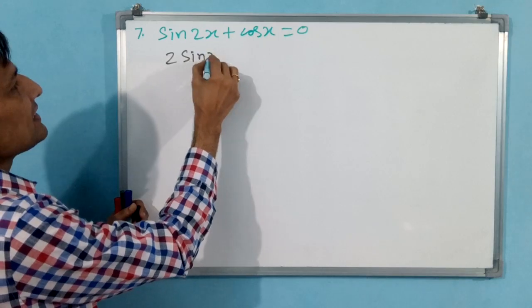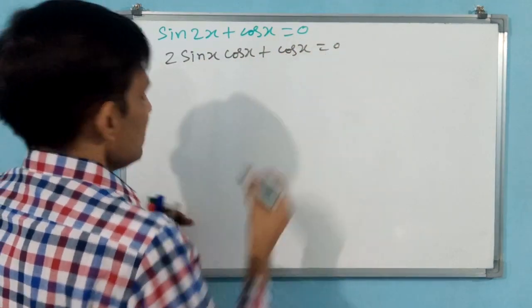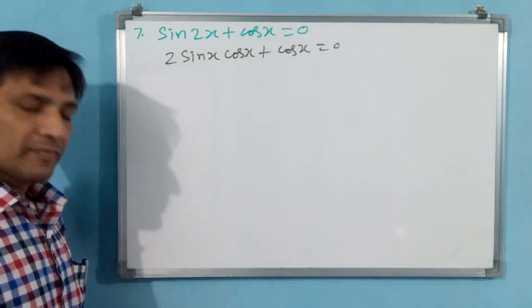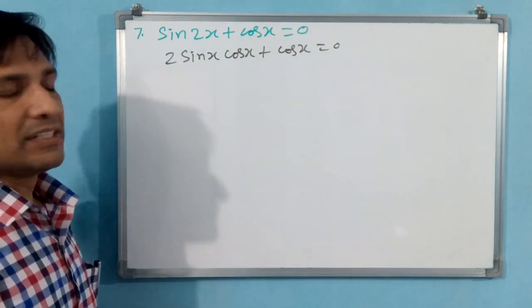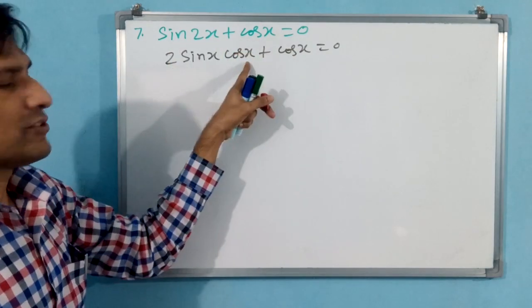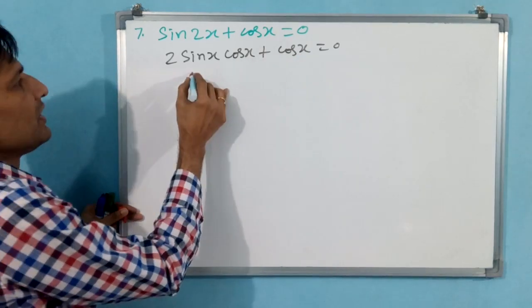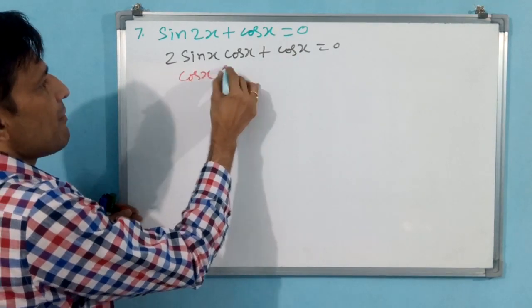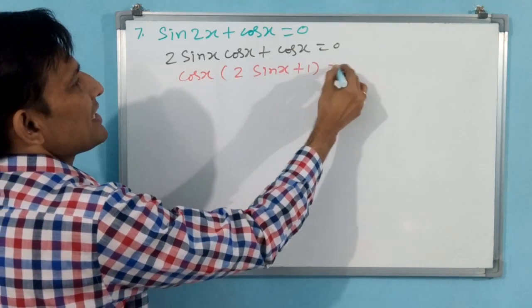2 sin x cos x plus cos x is equal to 0. Is it okay? 2 sin x cos x plus cos x is equal to 0. This cos x is there, but sin 2x I have changed as 2 sin x cos x. Now cos x is common. You write down cos x common, 2 sin x plus 1 is equal to 0.